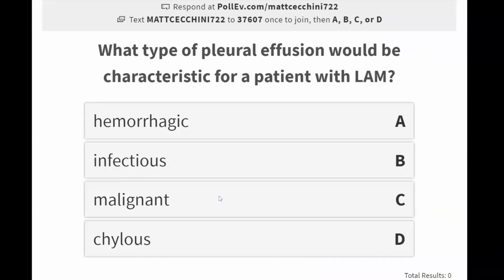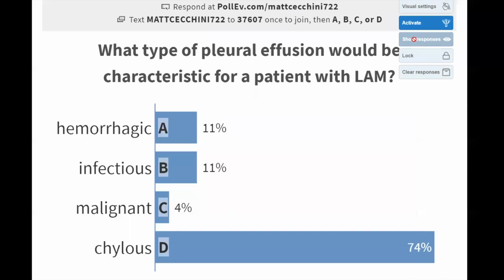And what clinical history do you think you might get for this patient? So if they had a pleural effusion, what would be the characteristic type of pleural effusion you would expect in this patient? Would it be A, a hemorrhagic effusion? Would it be B, an infectious effusion, like an empyema? Or would it be C, a malignant effusion? Or would it be D, a chylous effusion, which typically has a white milky appearance to it?